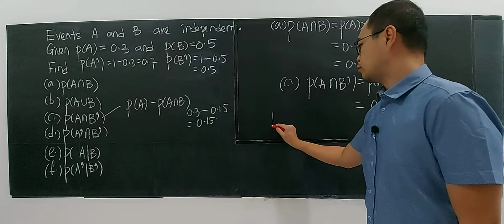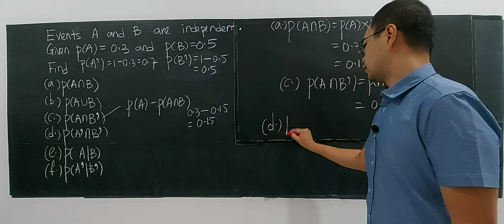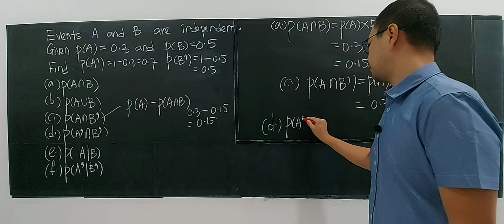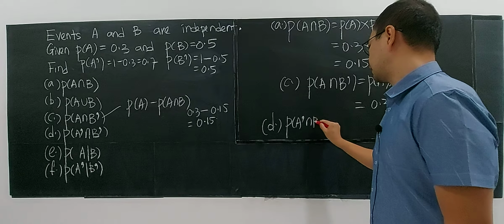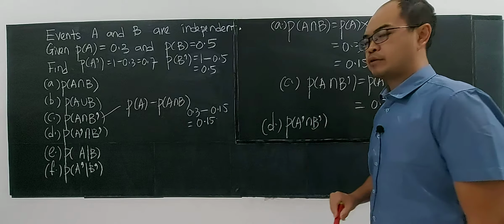So I will do it again for you, for part D. It is the probability of A prime intersect B prime.